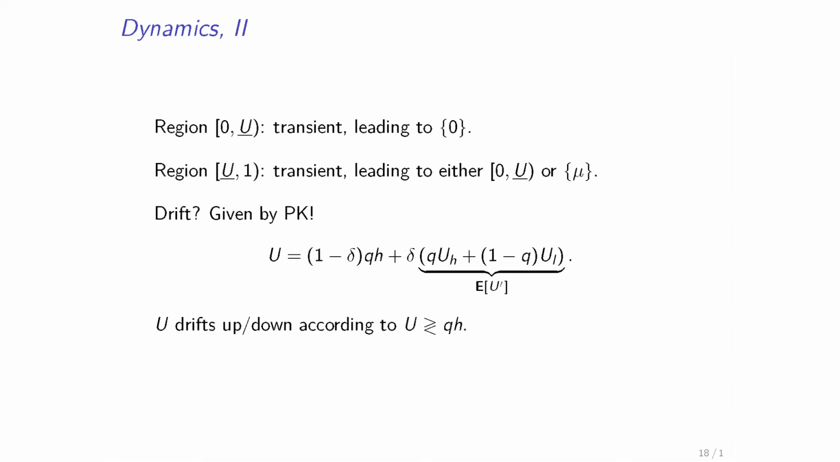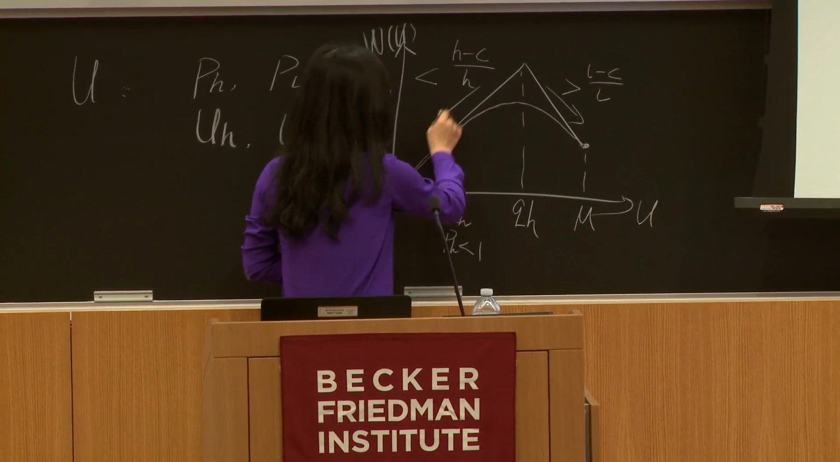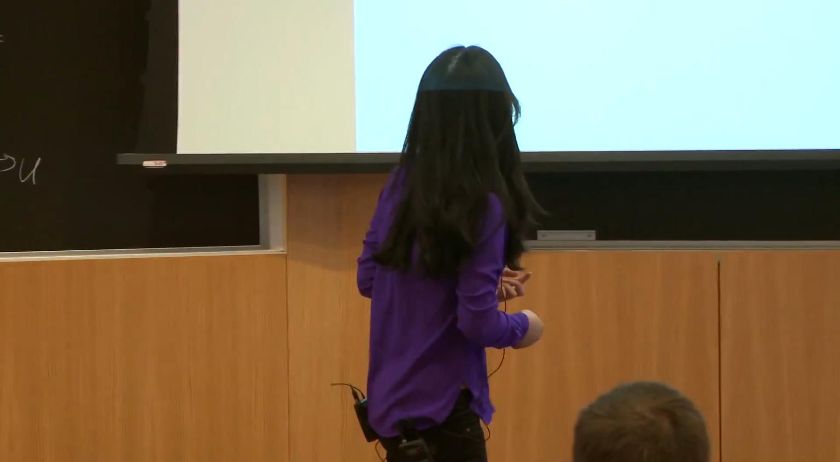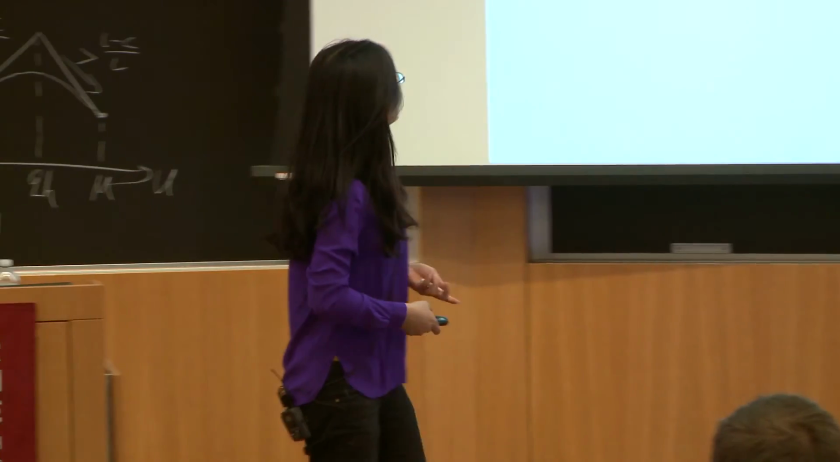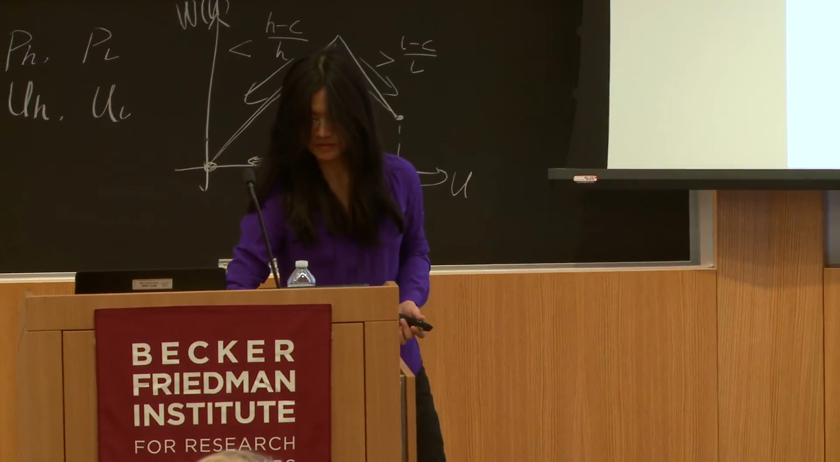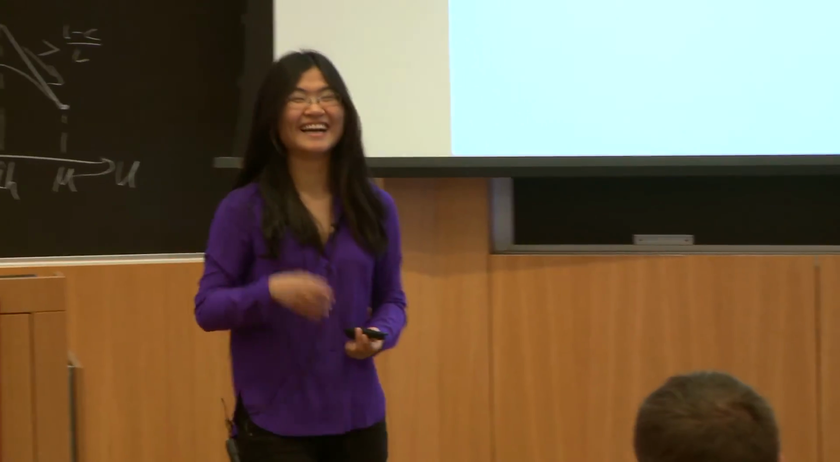So they will drift up above QH and drift down below QH. Okay. So that's our analysis for our IID case. And are there any questions so far? I'm moving a little bit too fast.